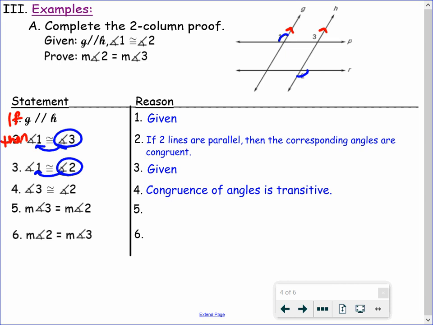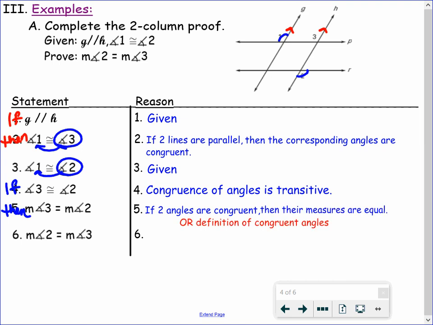We are still talking about angle 3 and angle 2. Still talking about them, but now we're talking about them in a different way. So that means that we're back to an if-then, because we're talking about the same things in a different way. So what happened? We had two angles that were congruent. So if two angles are congruent, then their measures are equal.